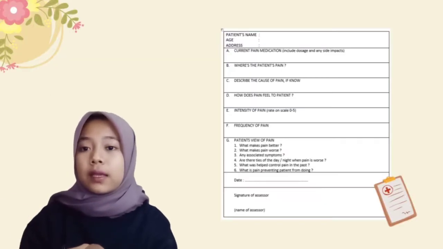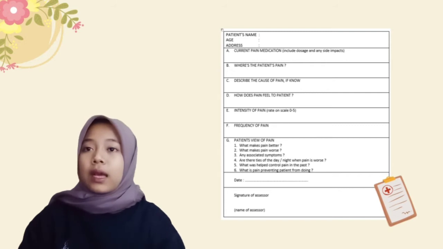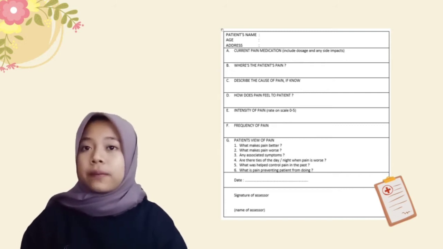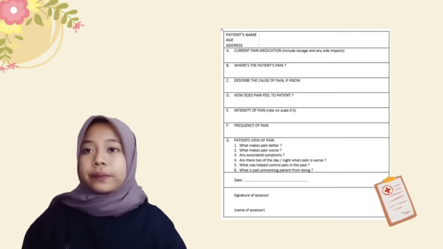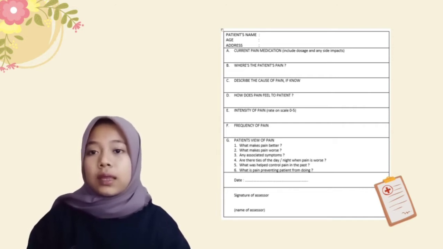Next, what does the pain assessment form look like? Like the accompanying picture, the pain assessment form is made up of 10 rows. The first row contains the patient's personal identity, like name, age, and address. The second row contains the pain medication the patient uses. The third row contains the patient's pain. The fourth row contains the pain cause according to the patient. The fifth row contains how painful the patient feels. The sixth row contains the intensity of the patient's pain. The seventh row contains the frequency of the pain. The eighth row contains how the patient feels about the pain.